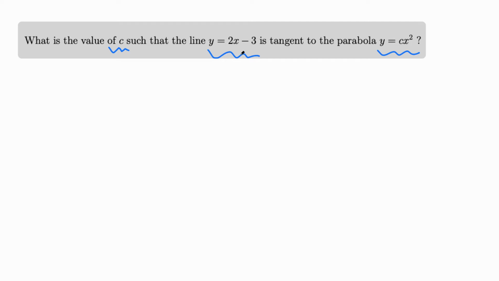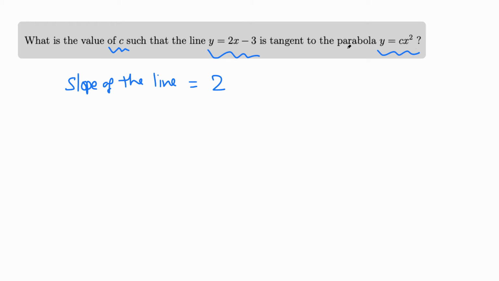So what is the slope of this line here? The slope of the line, this is y equals mx plus b, so m, that's the 2. The slope is 2.